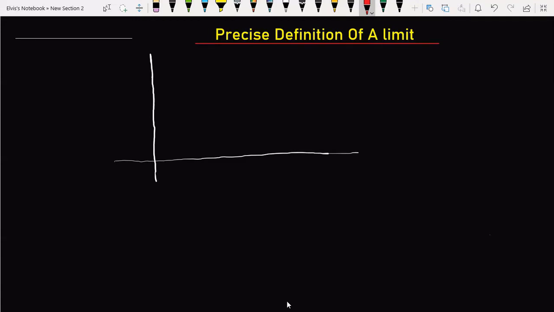Suppose we have a continuous function f of s. We are going to have a point on the x-axis. We're also going to have a point on the y-axis. On the x-axis, the point is going to be a. So this is the value we are trying to approach. On the y-axis, the point is going to be L. So this is the limit.